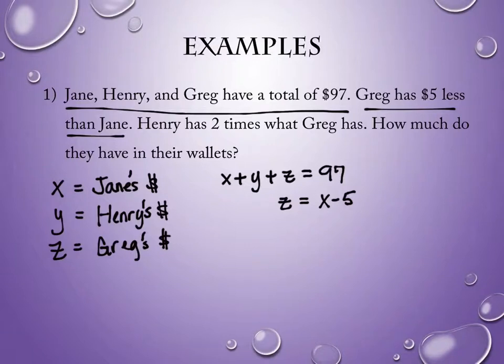And then our last sentence says Henry has 2 times what Greg has. So z, okay, I'm going to write it the other direction, but yeah. So Henry is y, right? So y is twice z.